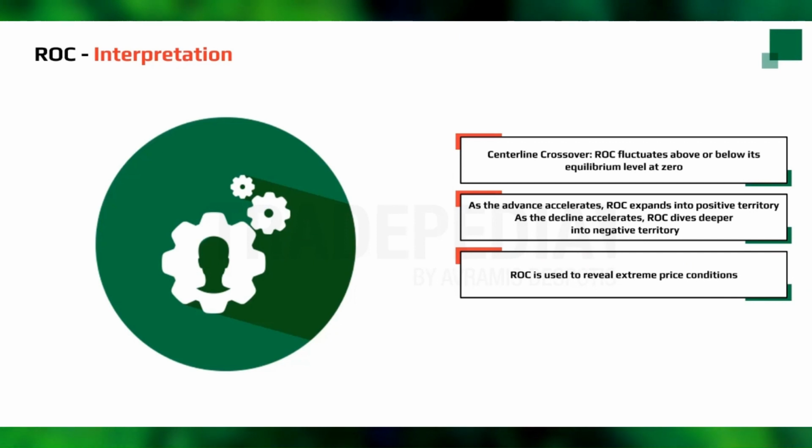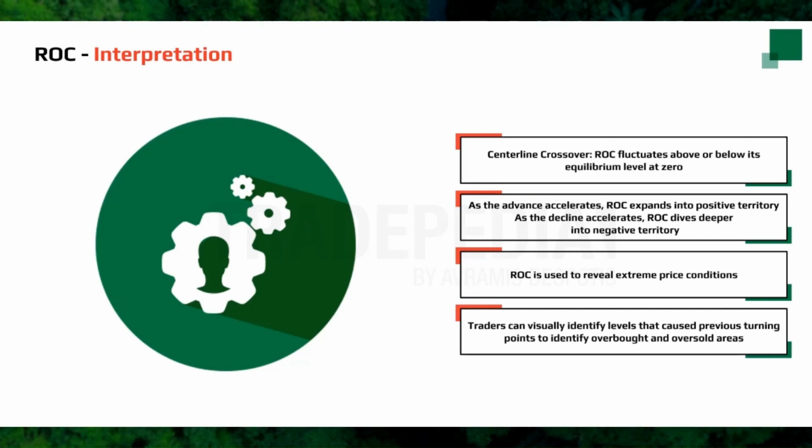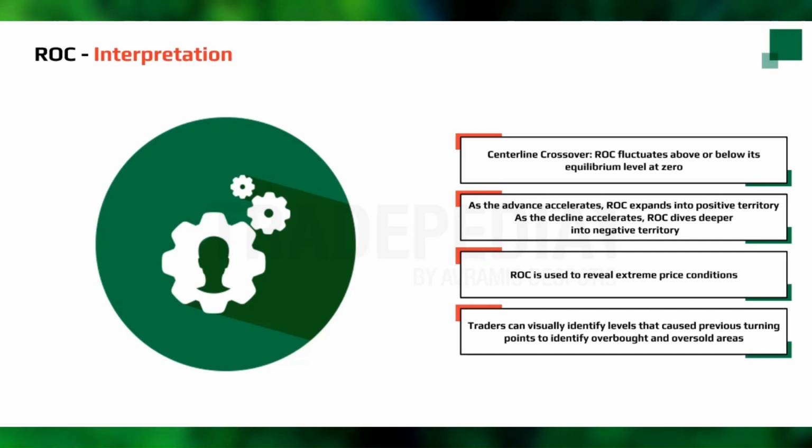ROC is also used to reveal extreme price conditions. Traders can visually identify levels that caused previous turning points. These levels are then used to identify future overbought and oversold areas.